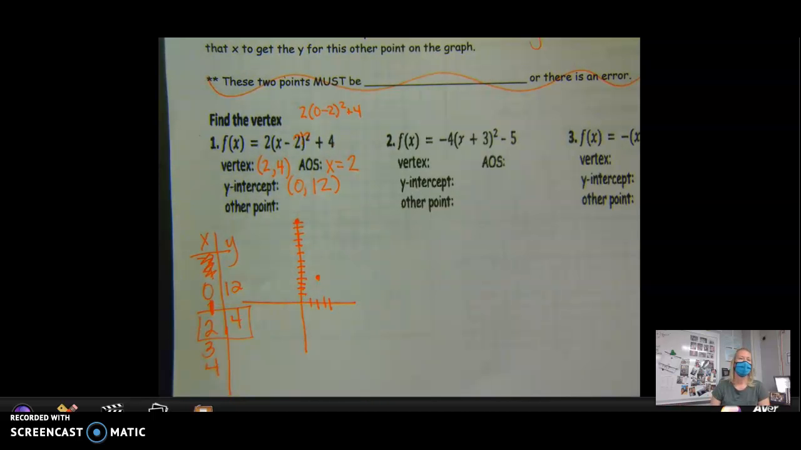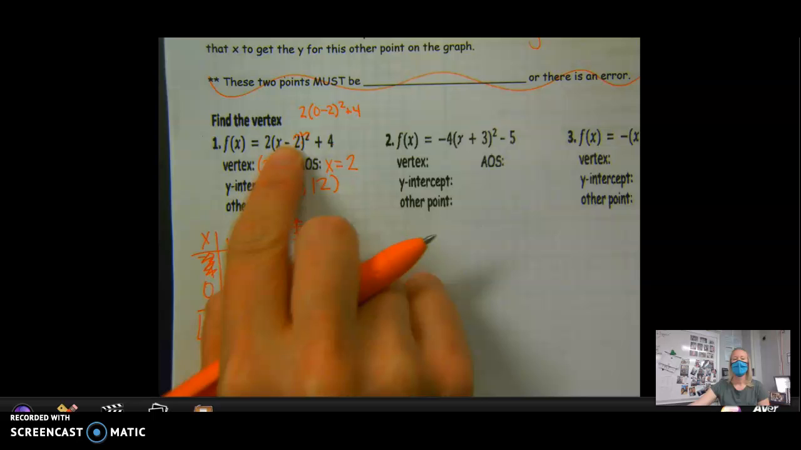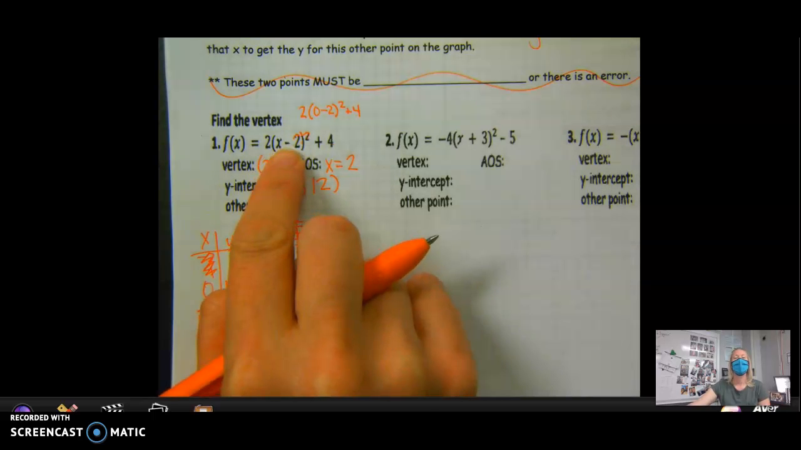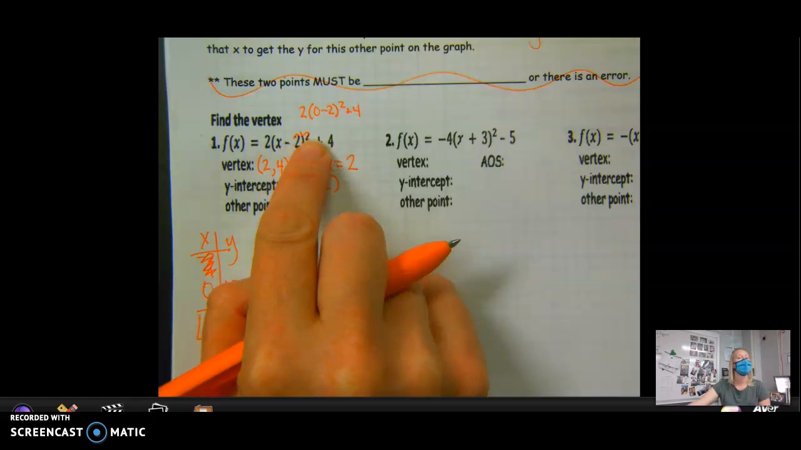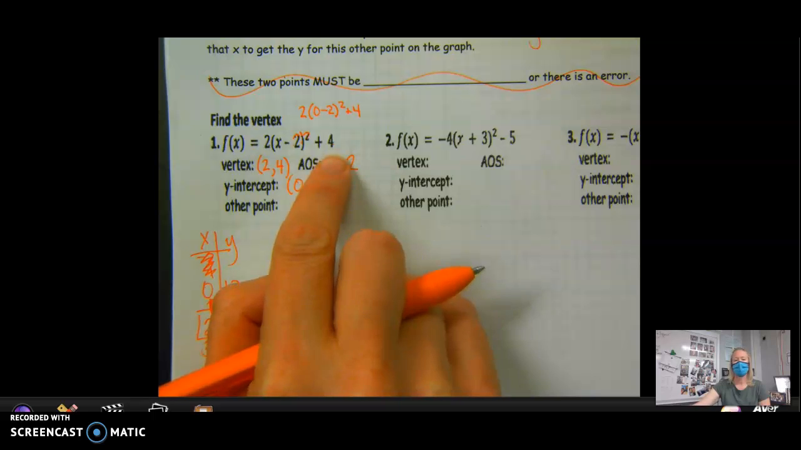Remember the table? You guys remember doing the table? You're kind of doing that when you're finding your other points. So I have 2, 4. I have 0, 12. I need to find my 1, whatever. What do I do with this 1? I plug it in for the x up here. So guys, everyone, what's 1 minus 2? -1. What's -1 squared? 1. What's 1 times 2? 2. What's 2 plus 4?